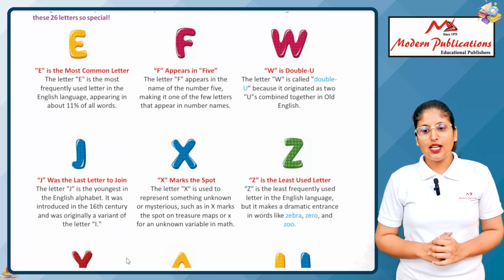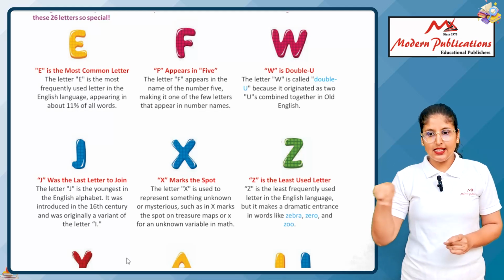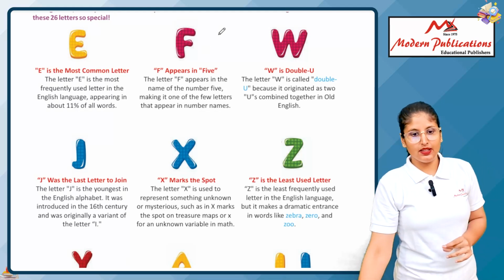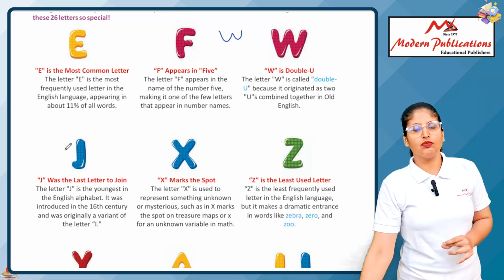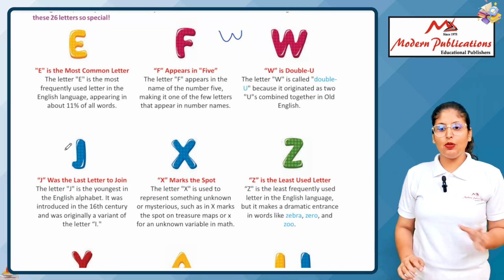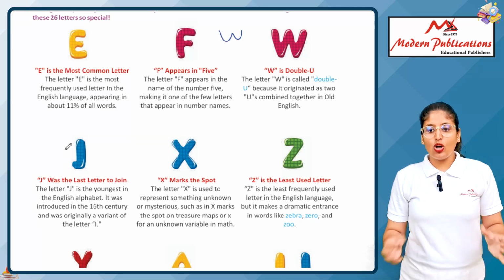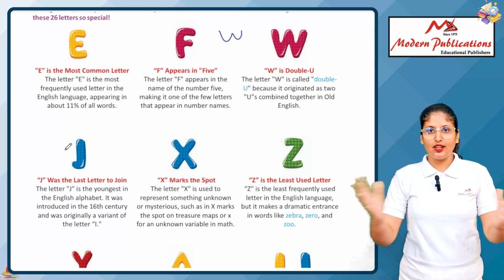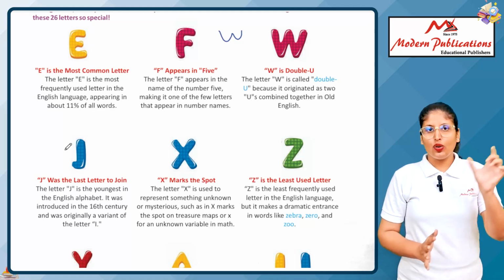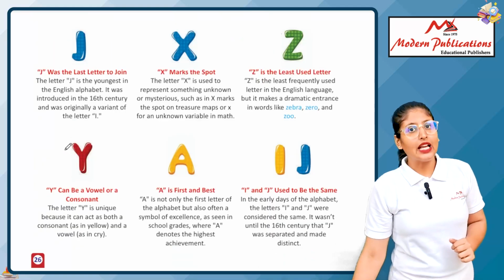Next, W is the double of U. U double is W. For example, this is U. If you double U, it makes a W. So W is double of U. The letter W is called double U because it originated as two U's combined together in Old English. So if you combine two U's, it makes W.